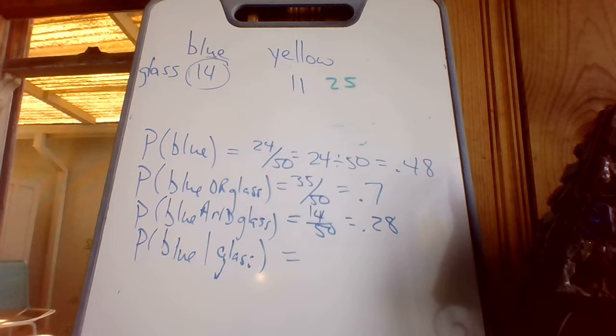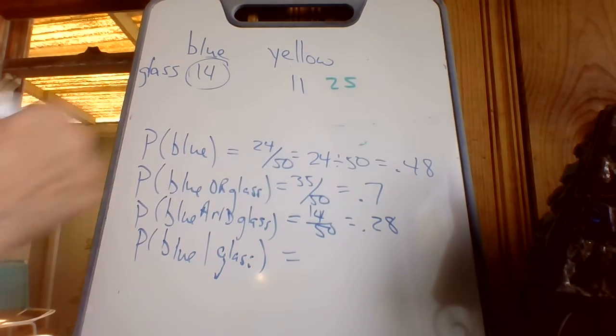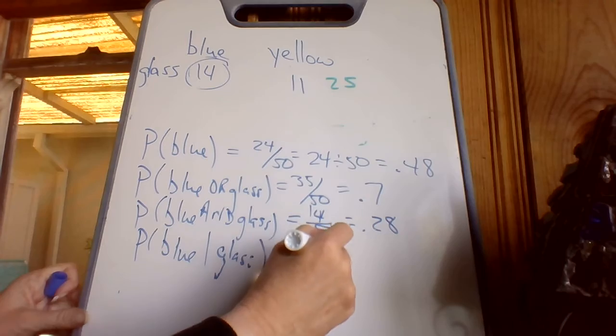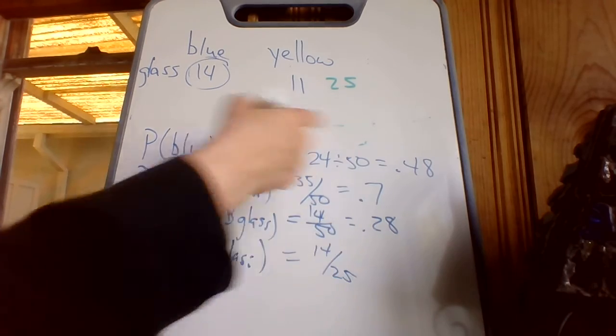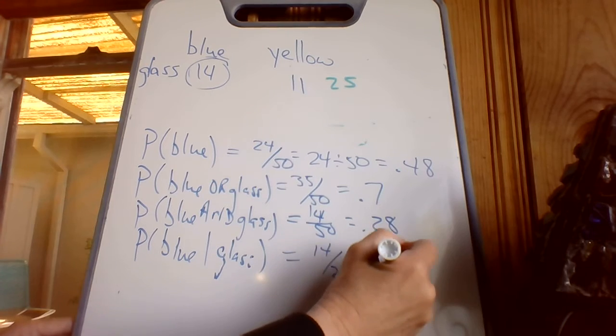Okay, now I want step 2, the blue ones. Given that I'm only looking at the glass ones, I want the blue ones. Okay, that's 14 out of 25. And that's how it ends up with a weird denominator is because I erased that 50. It's got to be that denominator. So this is 0.56.